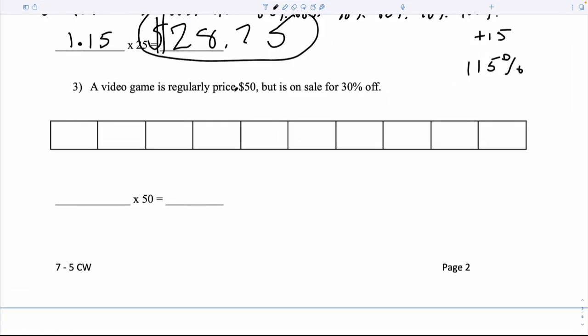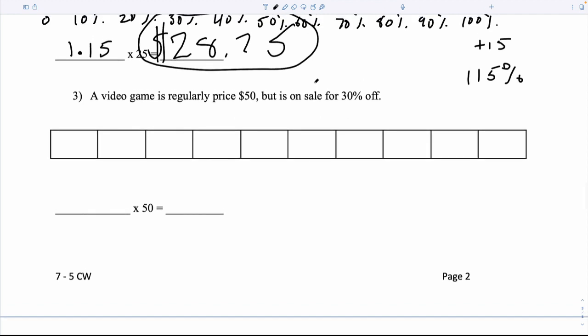Number 3, a video game is regularly priced $50, but it's on sale for 30% off. Is this a markup, markdown, or percent? Show me. What do you think, Daniel? 30% off is my clue to be a markdown. Put an arrow down next to 3. And let's see what we can do for this one.